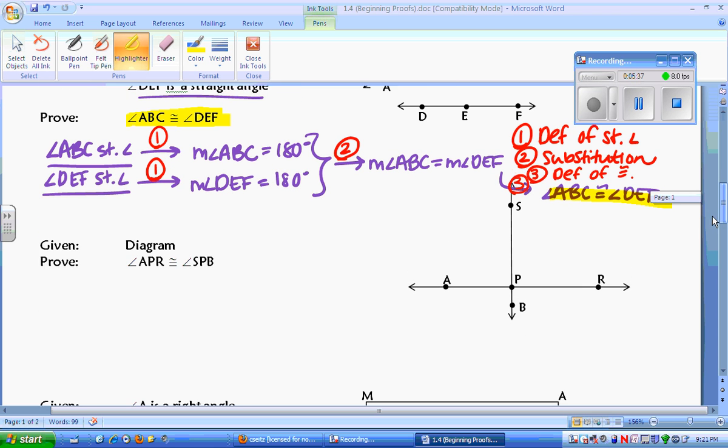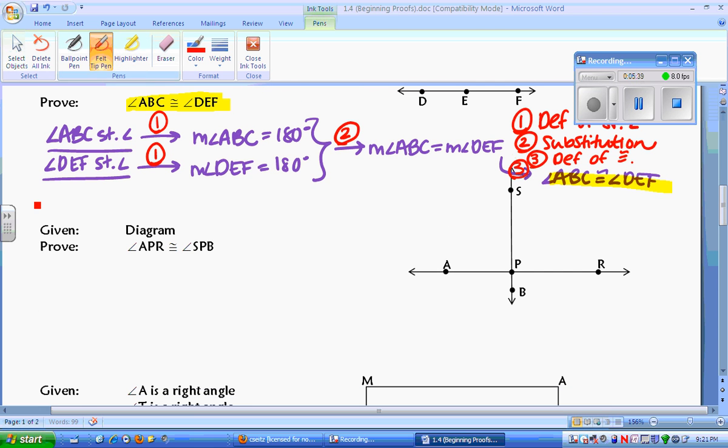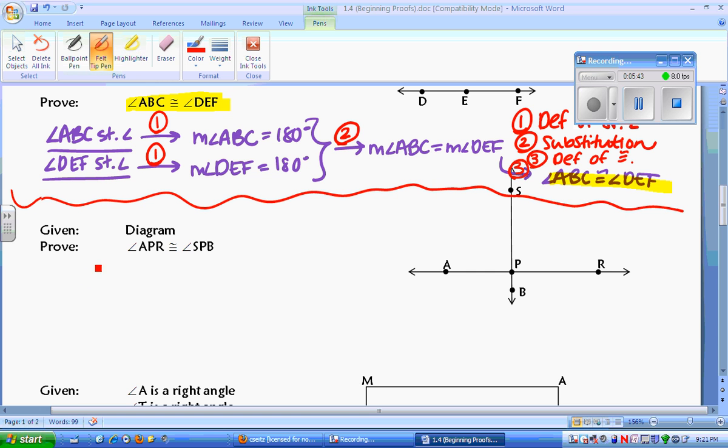All right, now that I proved those two, I'm going to go ahead and use the two theorems in a proof. So now I have diagram as my given. Sometimes I'll just give you the diagram. So if they do that, you can write a D and underline it. That's going to be your given. And I can pull a couple things from the diagram. Okay, I know that angle APR is what type of angle? Straight. And angle SPB is a straight angle.